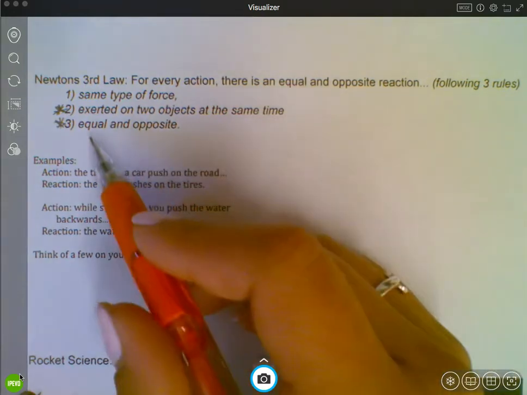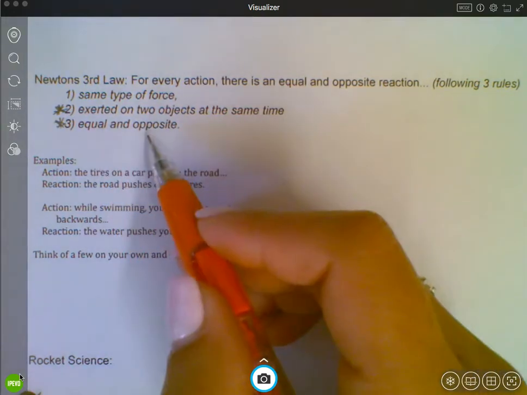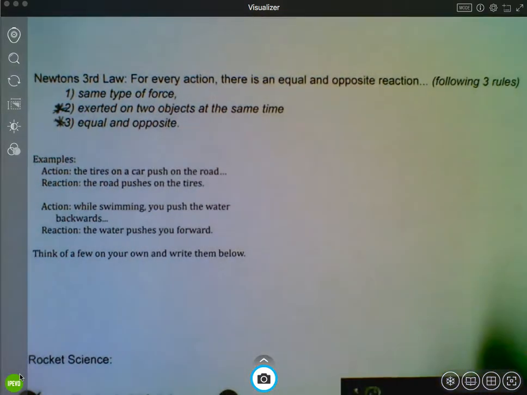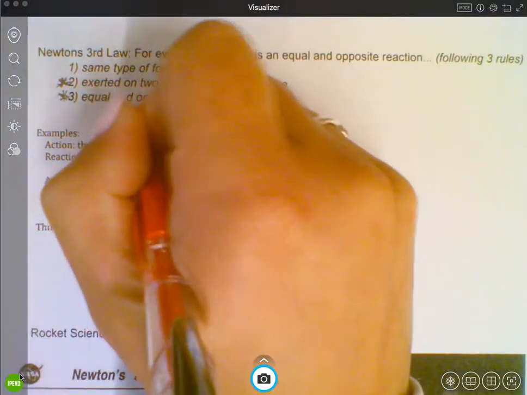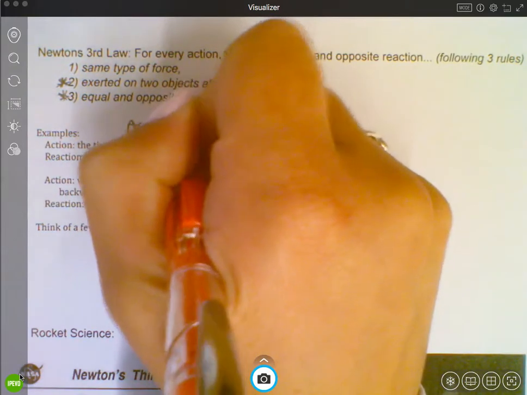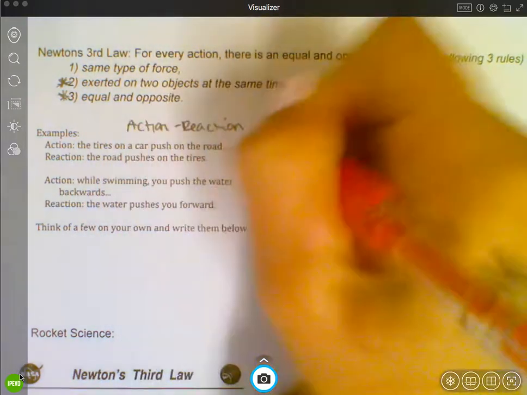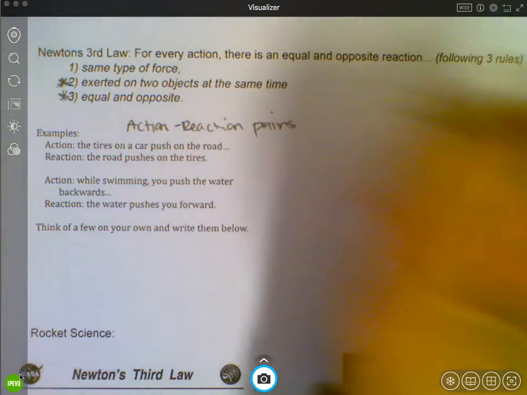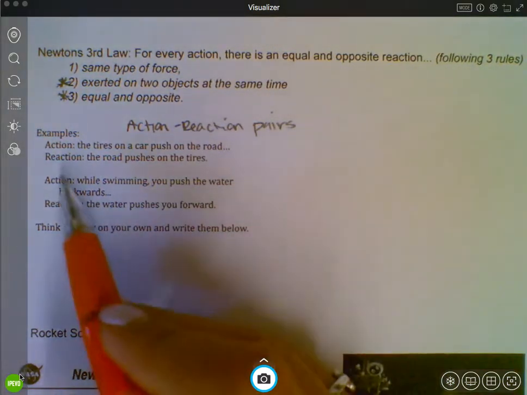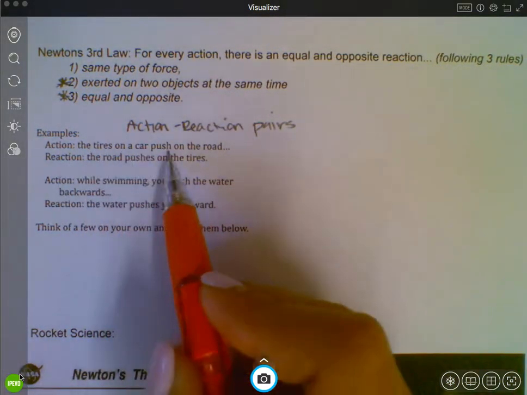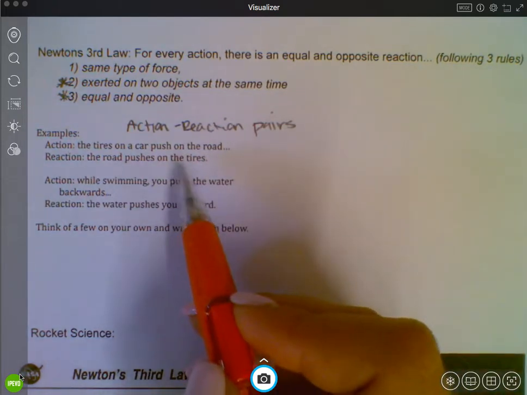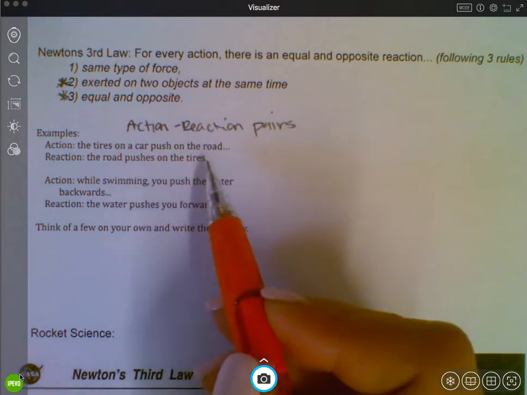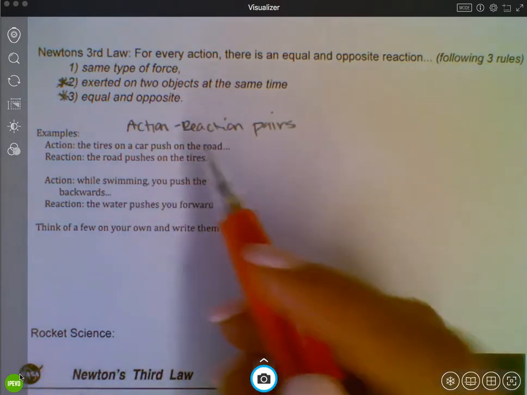Okay, and the forces are equal and opposite in direction. Okay, always. A couple examples. These are called action-reaction pairs. Okay. And a couple examples here. So the tires on a car push on the road, right? So when you drive, the tires push back on the road. The reaction is that the road pushes on the tires, which is how you move forward.